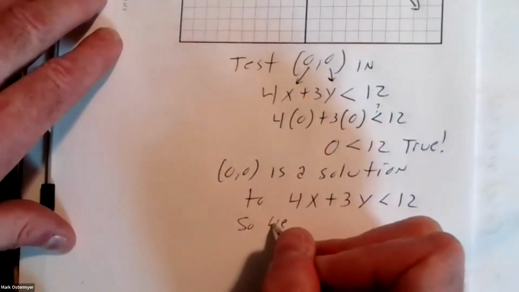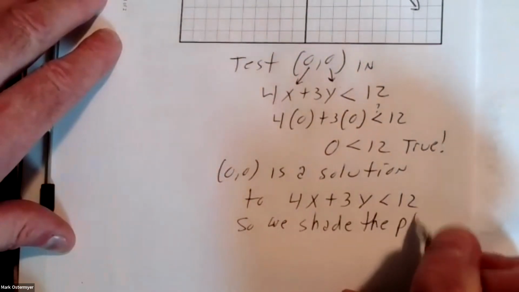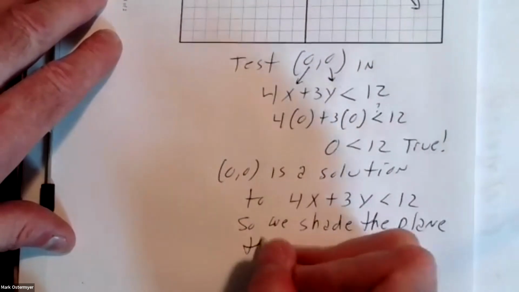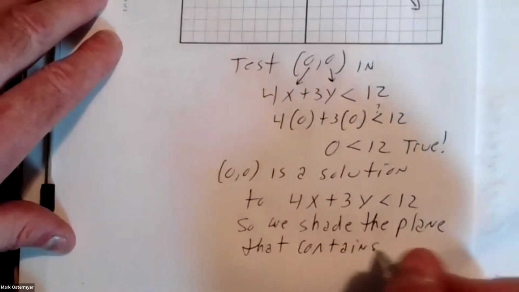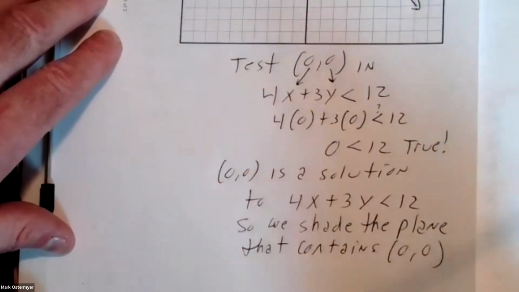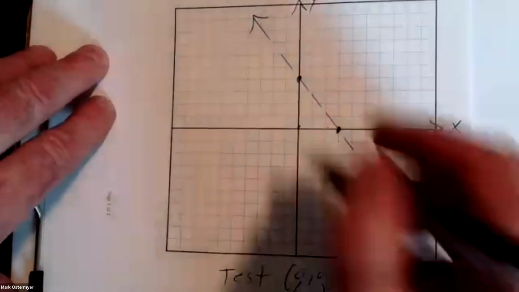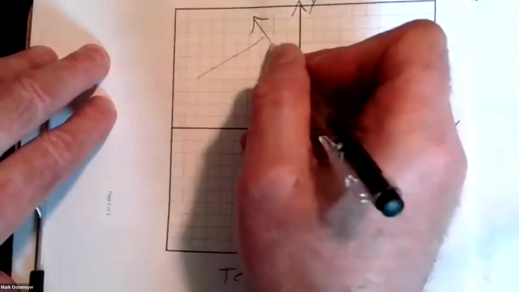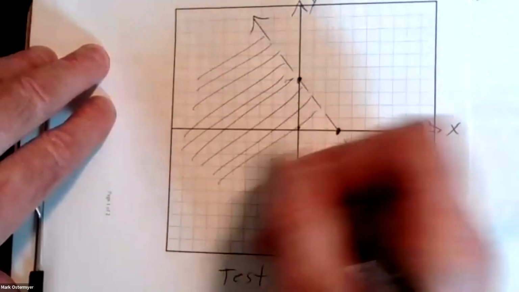So we shade the plane that contains 0, 0, since it's a solution. So what plane contains 0, 0? Well, it's not going to be the plane above and to the right. It's got to be the plane below and to the left. So this would be the graph of the solution set to that inequality.